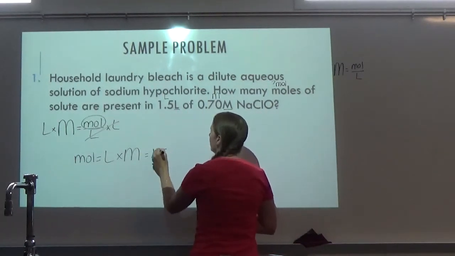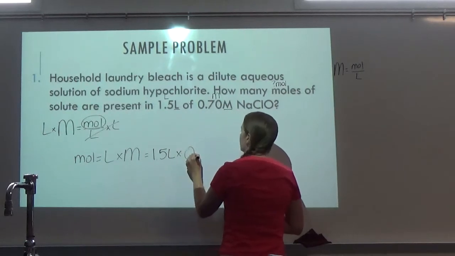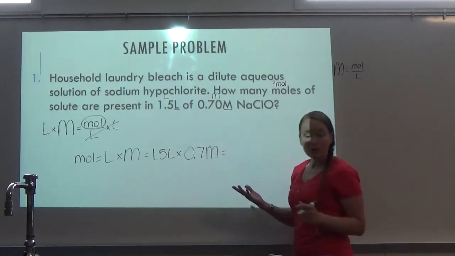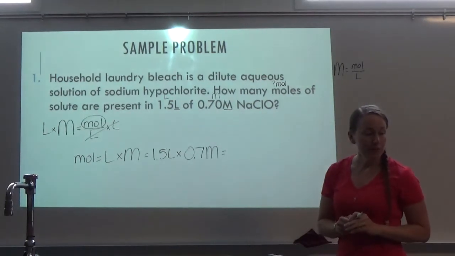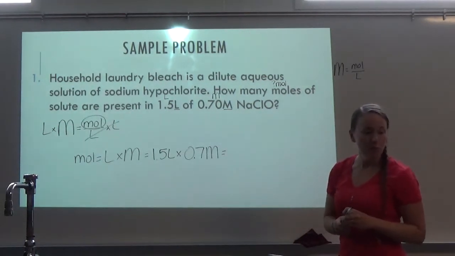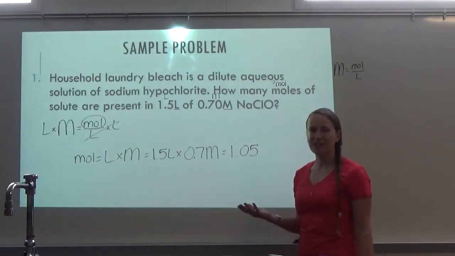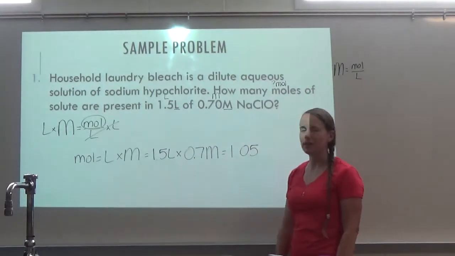So 1.5 liters times 0.7 molarity. Once you multiply that, you're going to get 1.05. But what unit are you going to get? What's a liters times a molarity end up being?